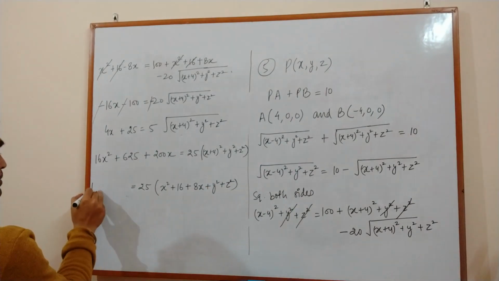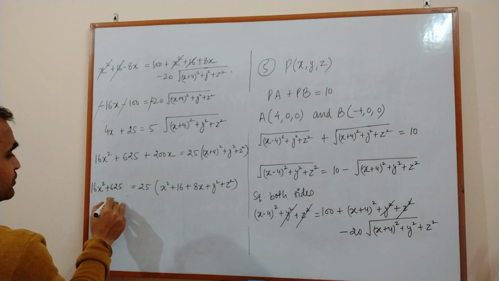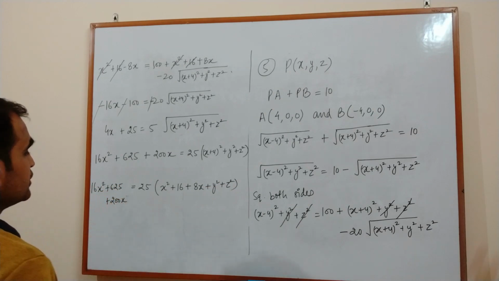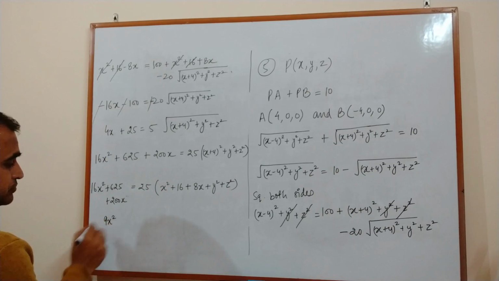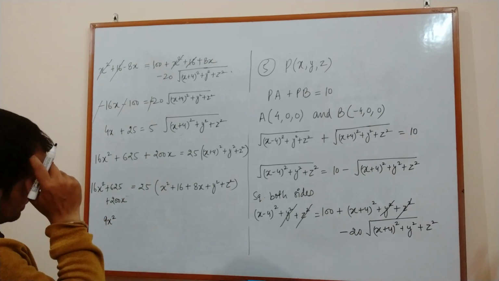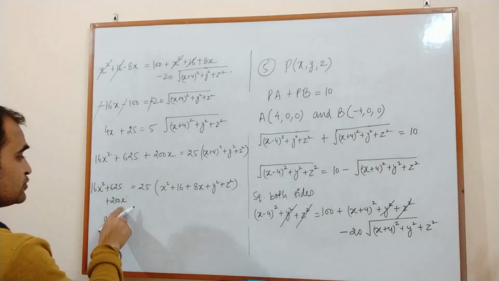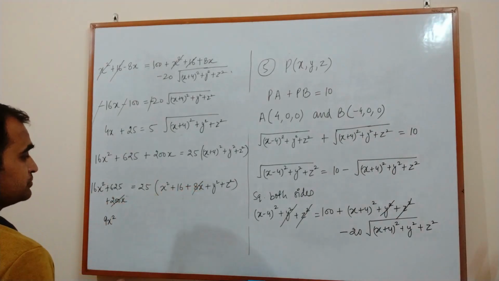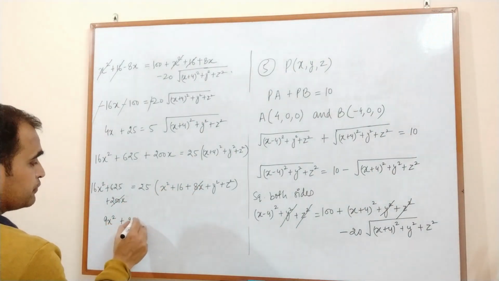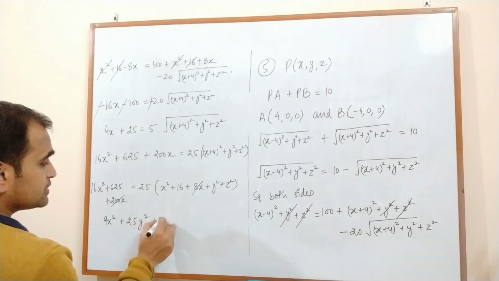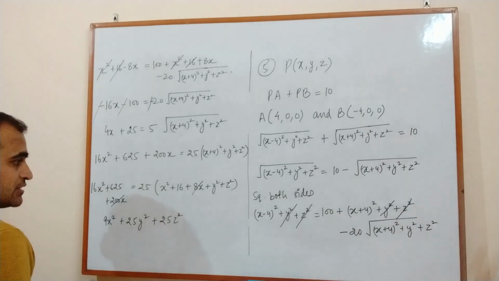So बस अब आपको यहाँ पर सारे टर्म्स को रीअरेंज करना है, सिमिलर टर्म्स को कंबाइन करना है, एंड यू विल गेट द सॉल्यूशन. So this is 25x square minus 16 square is 9 square. So 9x square, and this is 25 into 8x is 200x, and this is also 200x. So this will be cancelled out. Fine. We have 25 y square plus 25 z square, and the remaining is the constant term.